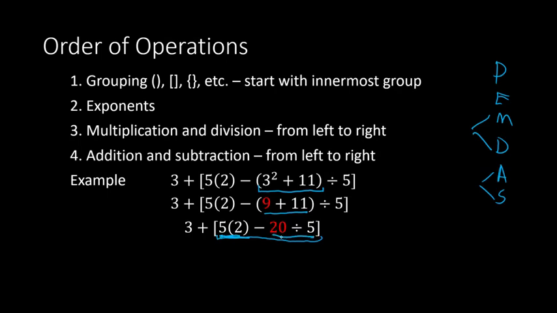So we have 10 and 4. So we have 10 minus 4 inside of the brackets. 10 minus 4 is 6, and then 3 plus 6 gives you 9. So your final answer in this example would be 9.